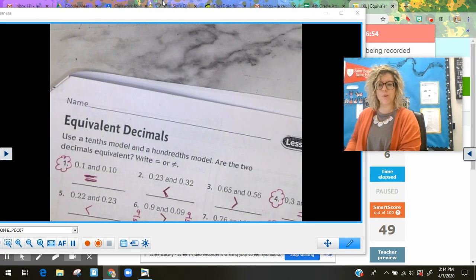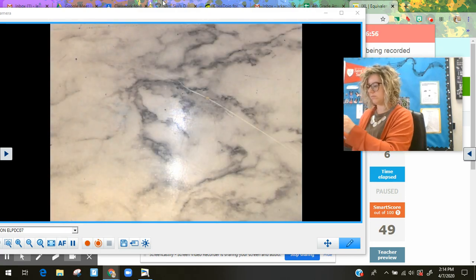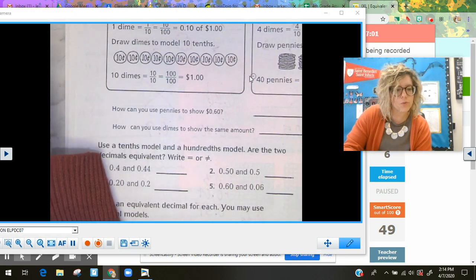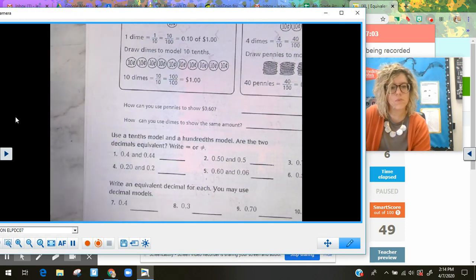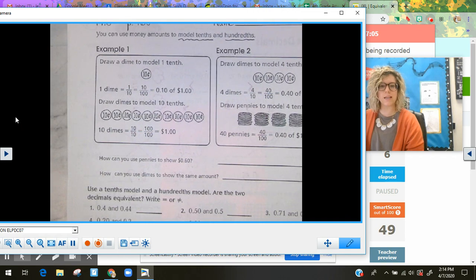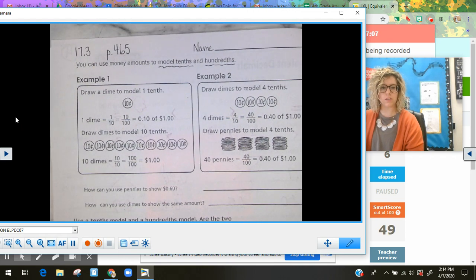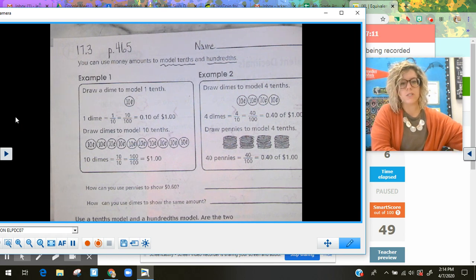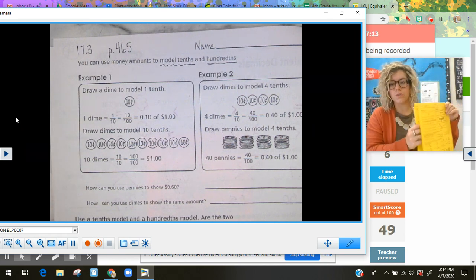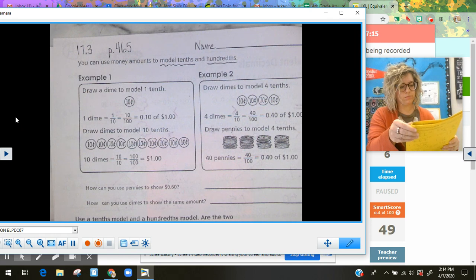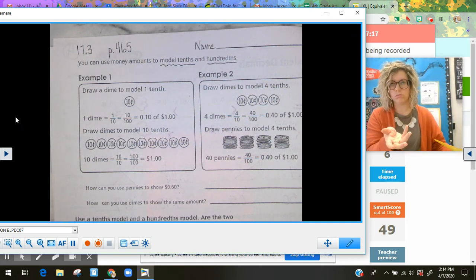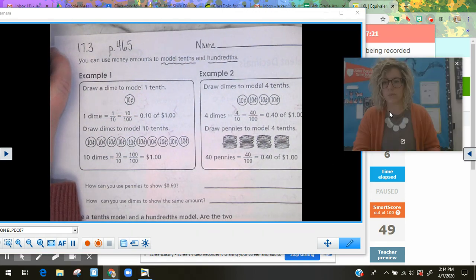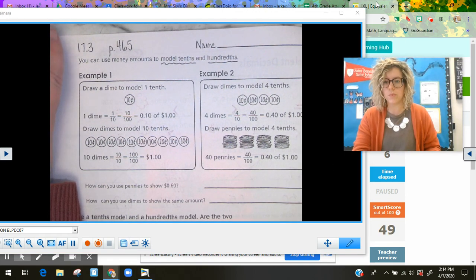Let's flip her over. This back page, now I can zoom you out. This back page is the same thing as what you were doing on the front page. They're just using money now to model decimals. Wow, words. So let's do a couple examples just for your help.